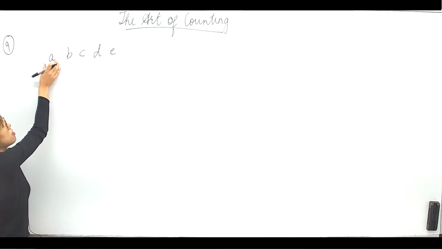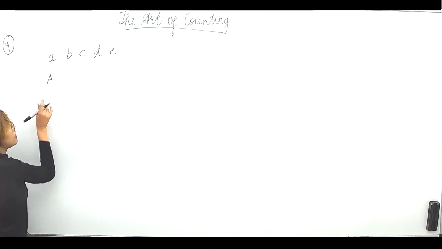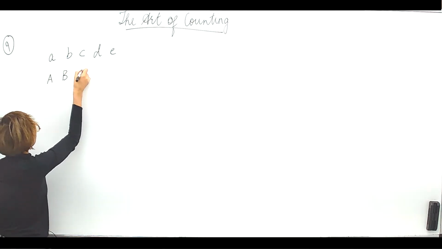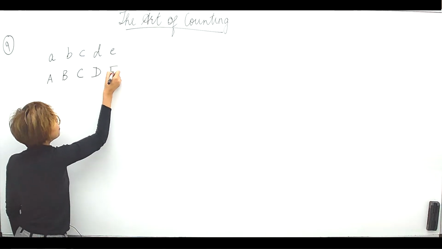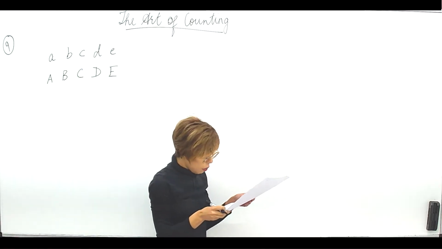So A was red ball, right? So that means I would have a red carton. So let that be capital A. Similarly, carton capital B. Similarly, carton capital C. Carton capital D. Carton capital E. Right? These are my balls. These are my cartons. Okay.